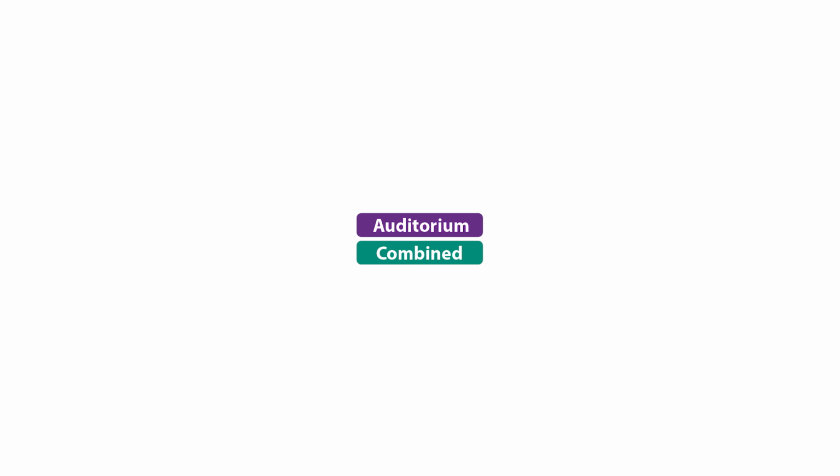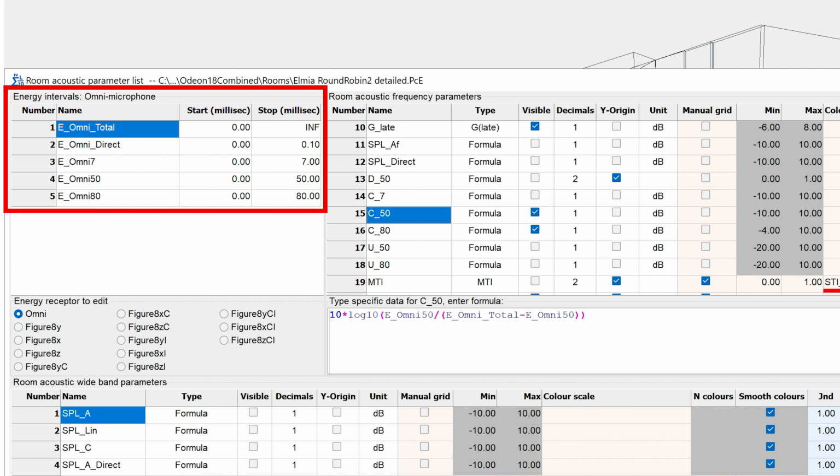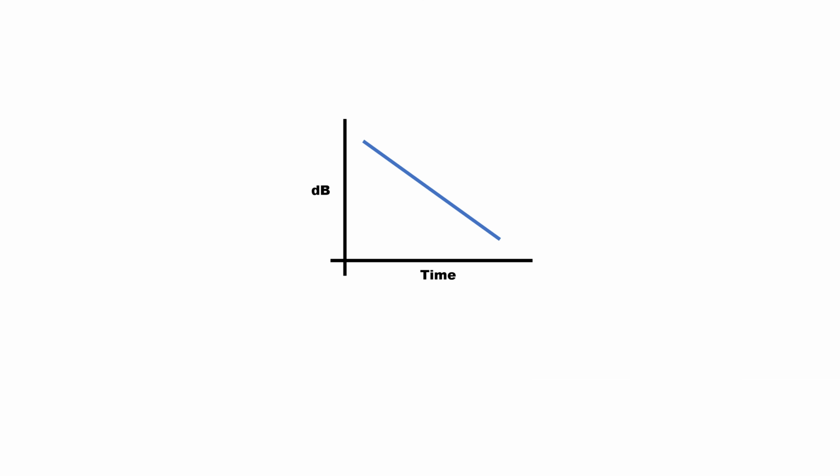From here on forward, I will talk about features exclusive to Editions Auditorium and Combined. In those editions, you can edit the formulas of parameters or define your own parameters. Before I show how to do that, I will explain energy intervals, since that's one of the variables you can use in the formulas. For each point response, Odion calculates a decay curve, and acoustic parameters are calculated from different intervals of the decay curve.